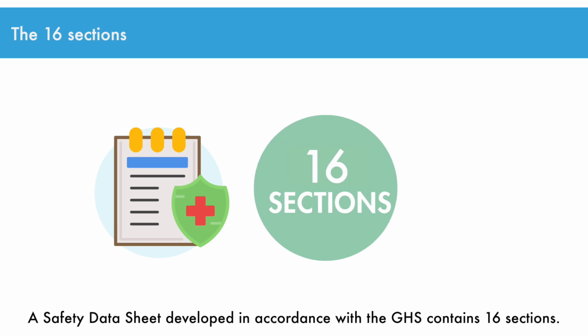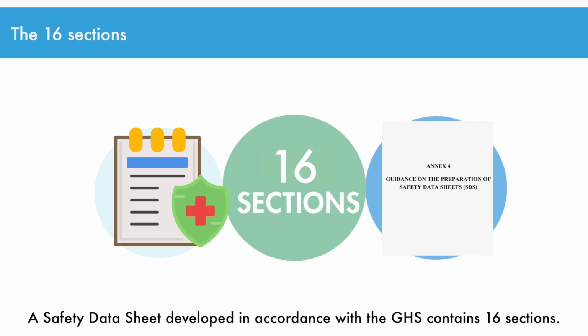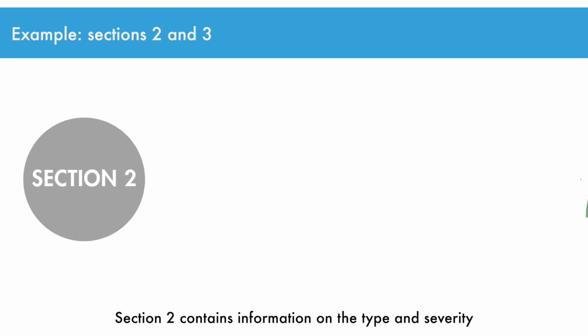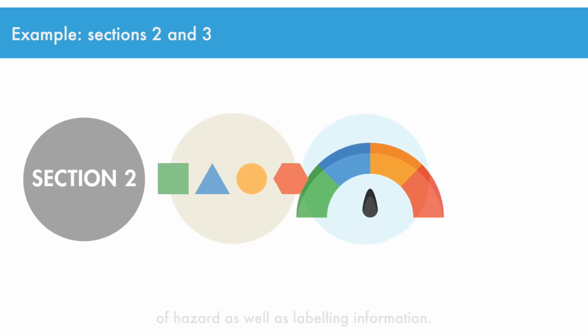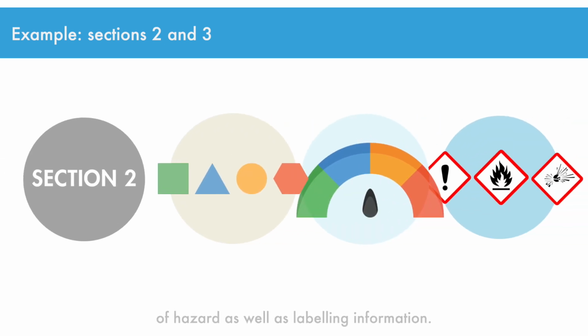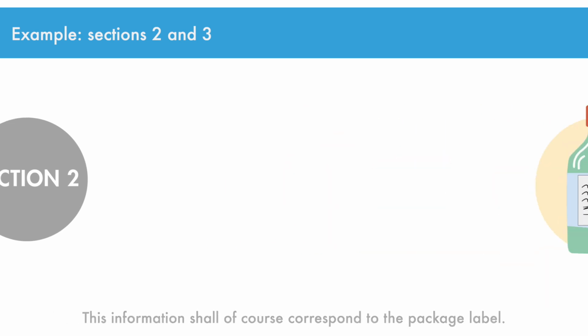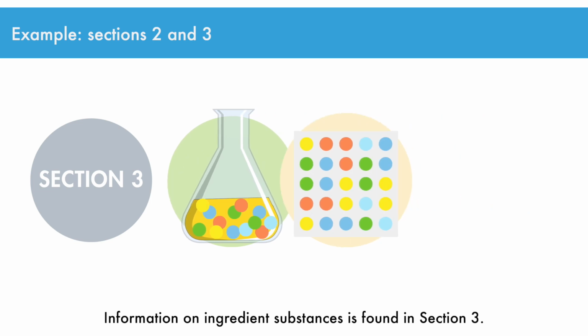A safety datasheet developed in accordance with the GHS contains 16 sections. Section 2 contains information on the type and severity of hazard, as well as labeling information. This information shall of course correspond to the package label. Information on ingredient substances is found in Section 3.